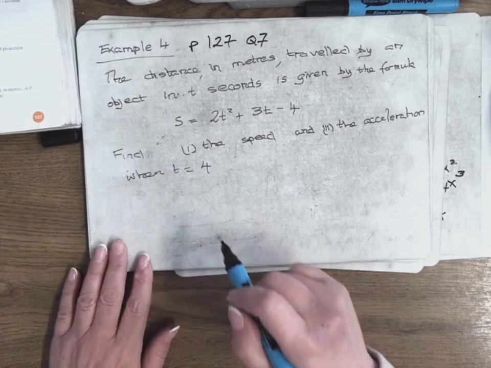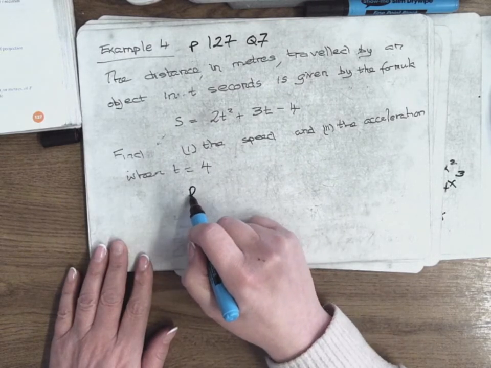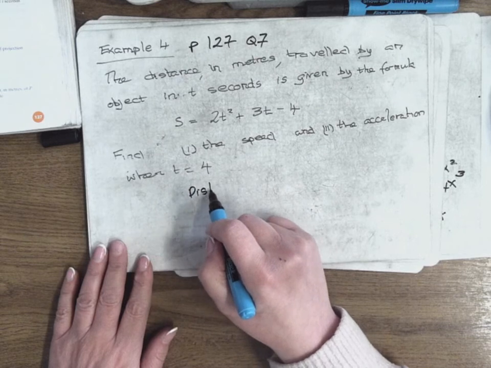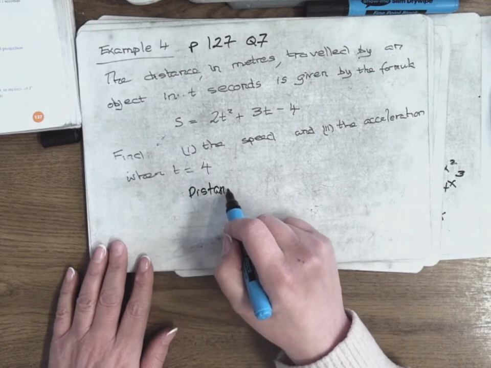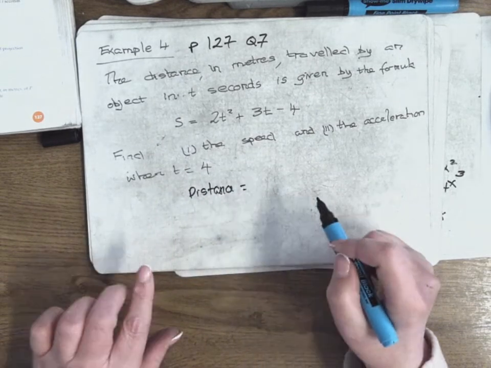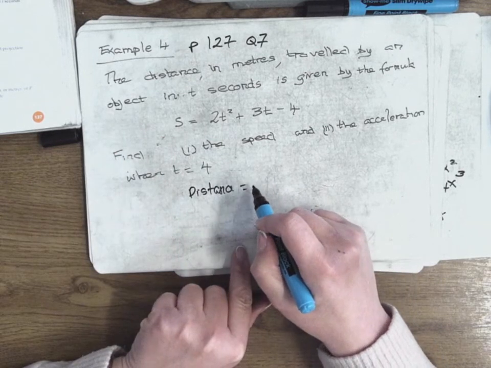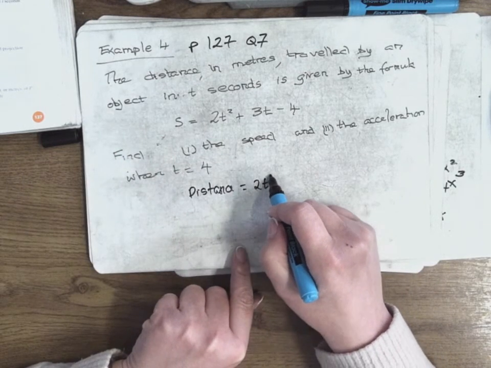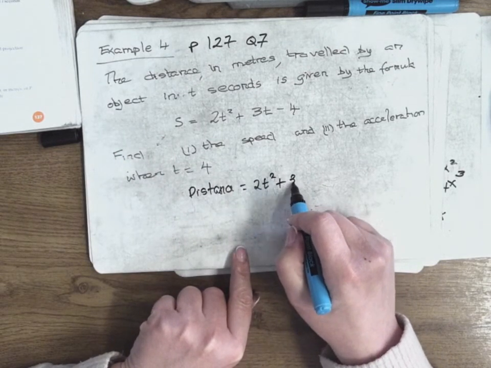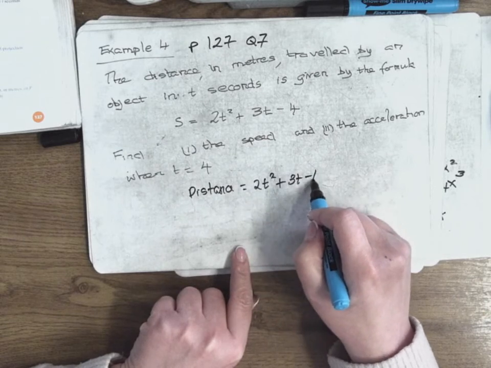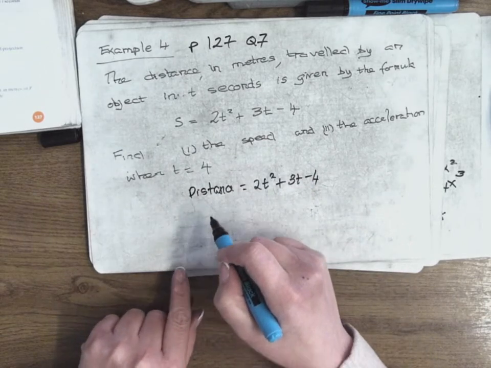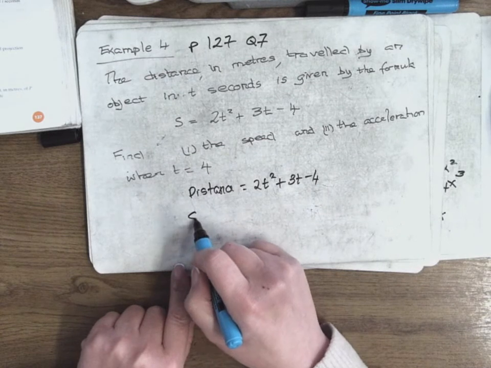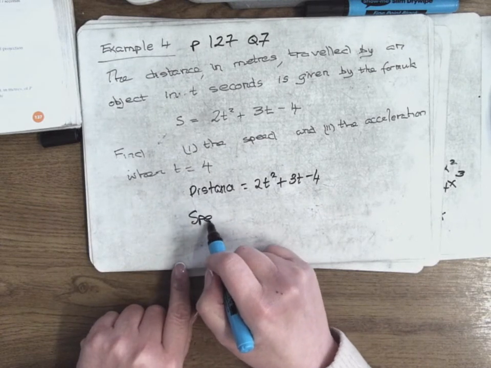Right, so basically we have distance. They've told me what distance is. Remember, S stands for distance. Very confusing, but S is distance. So distance equals 2t squared plus 3t minus 4. Differentiate distance and you get speed. So differentiate that.